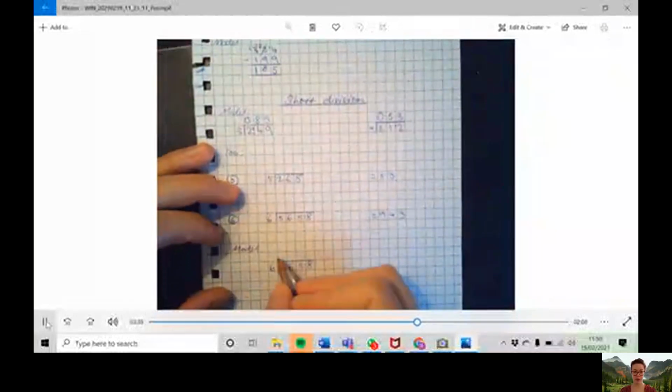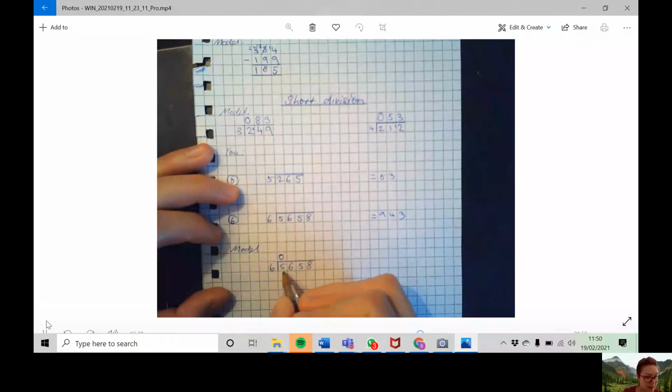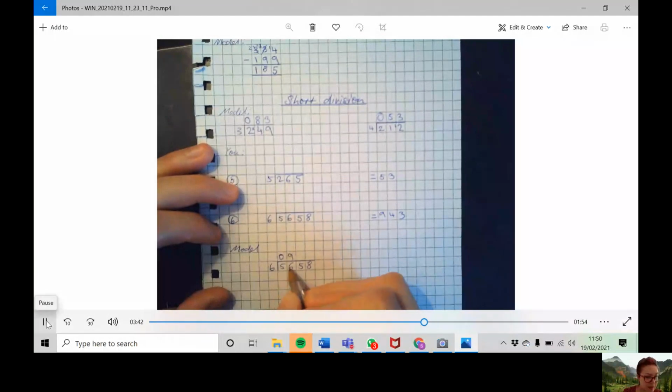5,658. Well, we know that 6 does not go into 5, so we add the 0 on top, but we know that 6 can go into 56 9 times. 6 times 9 is 54, remainder 2, so the little 2 goes there. How many times does 6 go into 25?